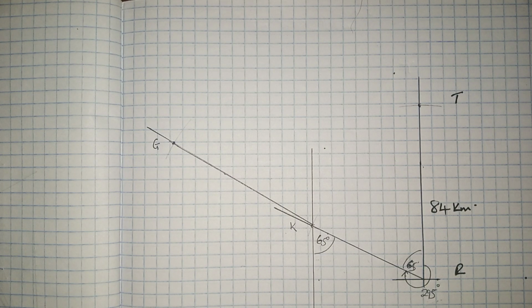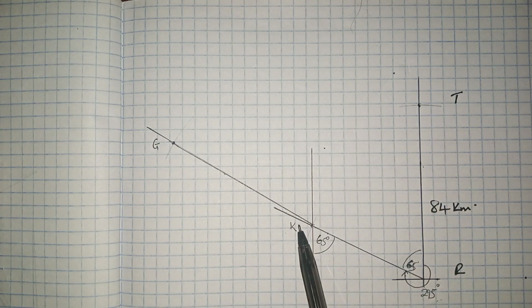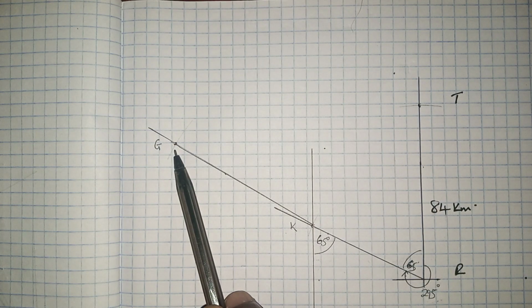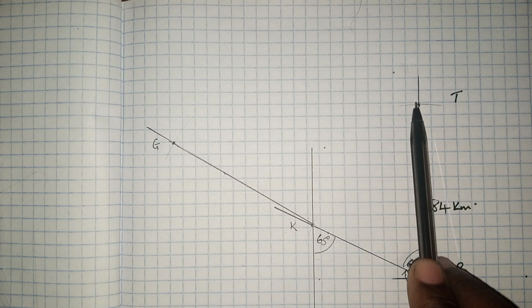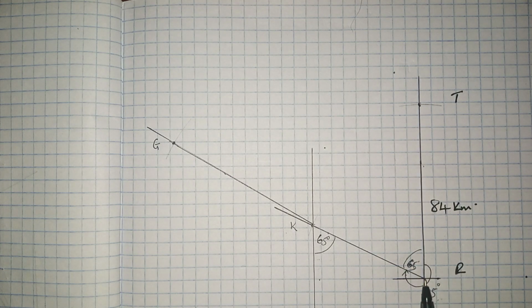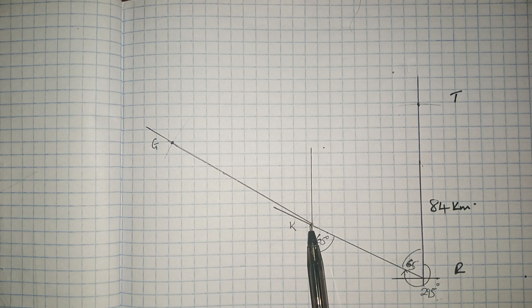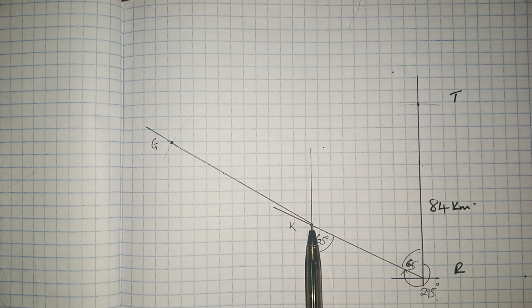Let's first of all, before we go to questions, understand that the question is well constructed. Four towns T, R, K, and G are such that T is 84 kilometers to the north of R, and K is on a bearing of 295 degrees from R. 295 degrees from R, you find K at a distance of 60 kilometers, that is 6 centimeters.